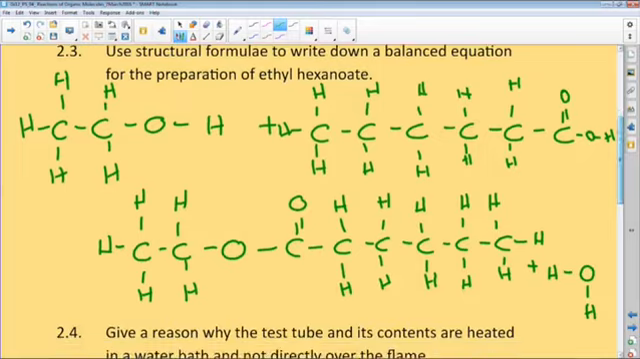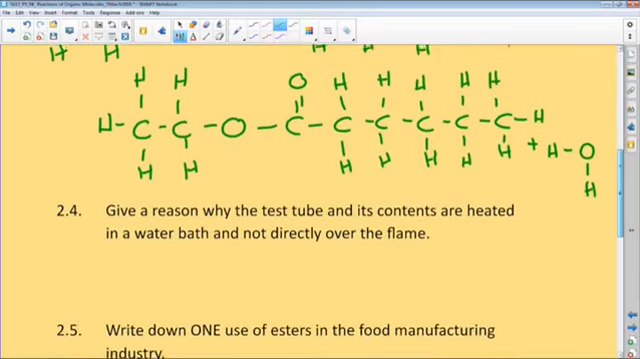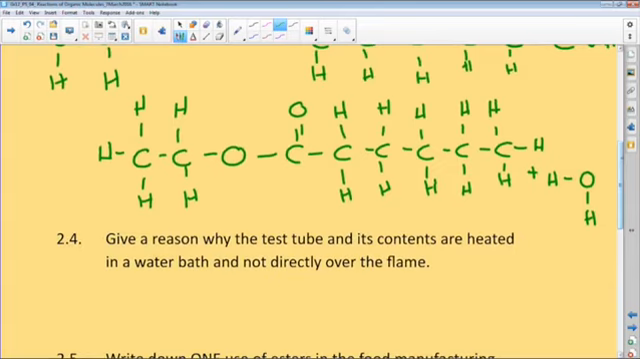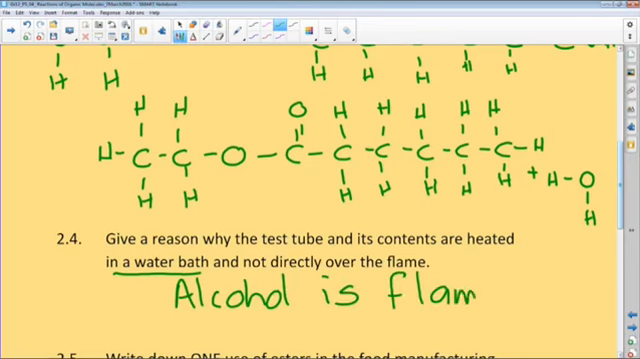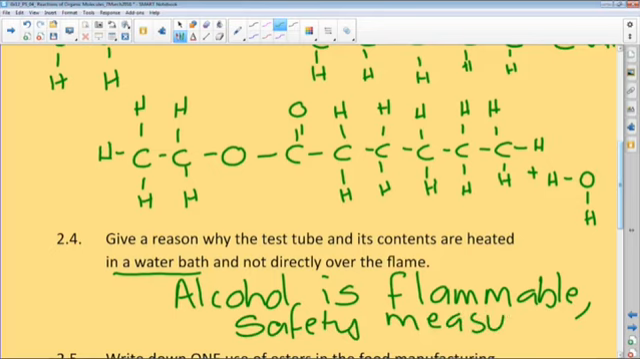Okay? Good. Now it says, give a reason why the test tube and its contents are heated in a water bath and not directly over a flame. Well, I said this to you earlier. We heat it in a water bath because alcohol is flammable. All right? That means this is a safety measure. It's a safety measure. Okay, it's to make it safer for us.